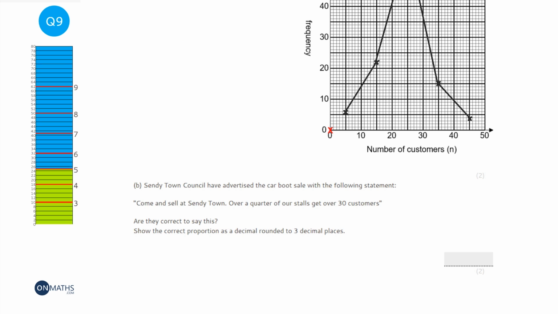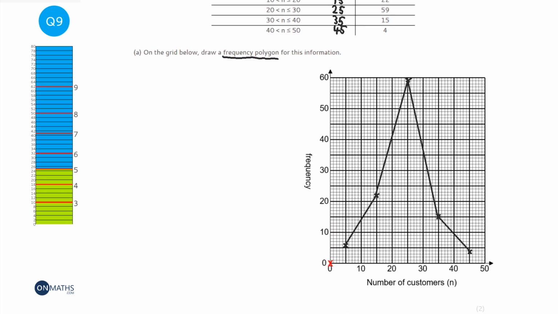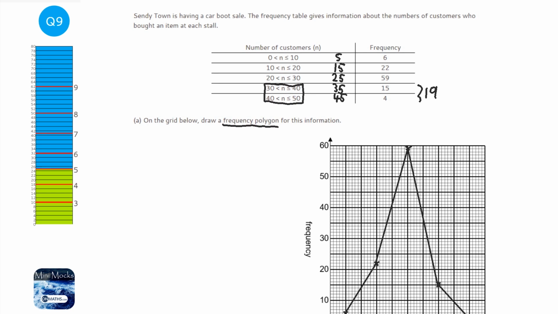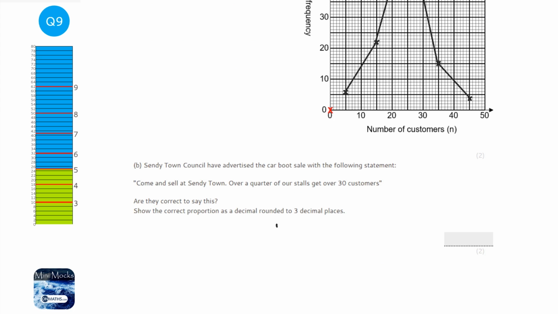Alright, so it says that the town council is saying that over a quarter of the stores get over 30 customers. So we're going to see whether that's right. So over 30 customers would be these two groups here, so 30 to 40 and 40 to 50. So that is 19 altogether. So that's 19 out of, and let's add all the rest up, so 6 plus 22 plus 59 plus 15 plus 4, out of 106. It didn't say it in the question. So it's 19 out of 106, which as a decimal, 19 over 106 would be 0.179 to 3 decimal places.